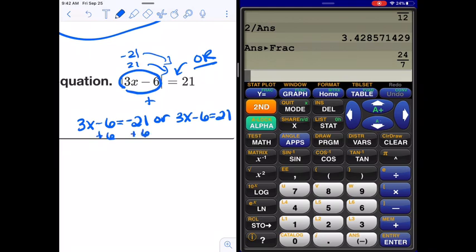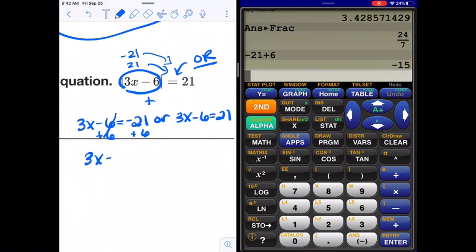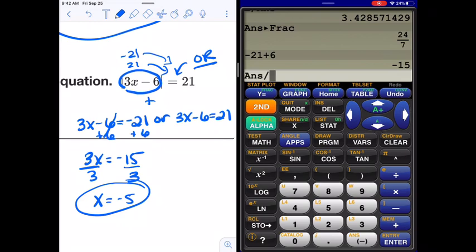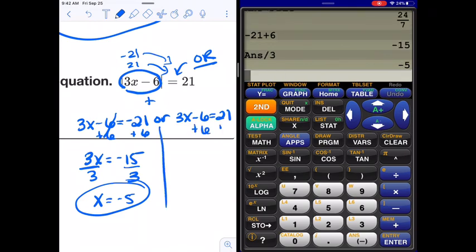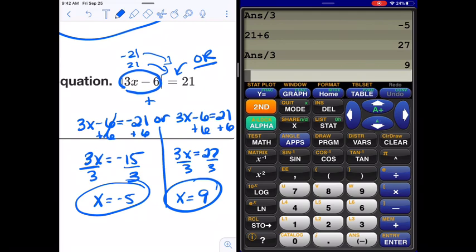So add your 6. So -21 plus 6 is equal to -15. Divide by 3 here, and you get x equals -5. All right, over here on this side, we're going to add our 6 to both sides. So you get your 21 plus 6 is your 27. And then you're going to divide both sides by 3, and you get x equals 9. So you're going to type into your Schoology assignment 9 and negative 5.